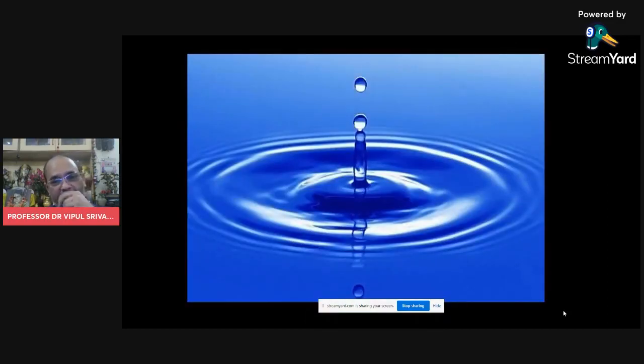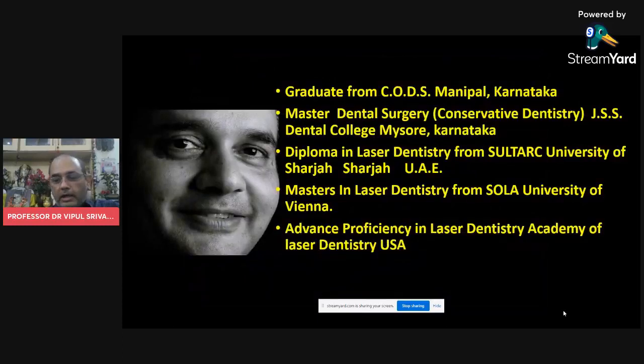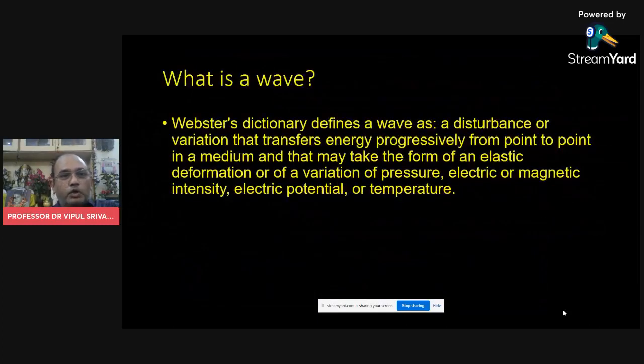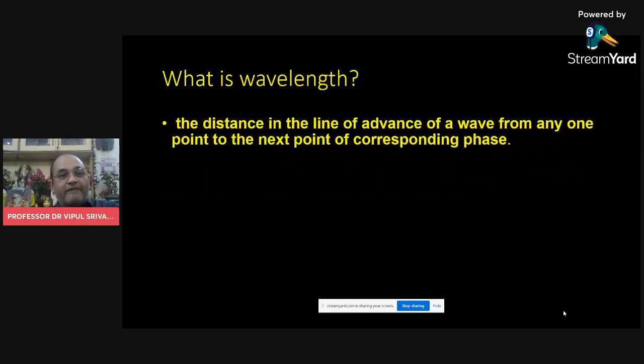So this is a wave. We all know what a wave is exactly. The picture is very clear. I'll skip this part. Webster's dictionary defines a wave as a disturbance or variation that transfers energy progressively from point to point in a medium, and that may take the form of an elastic deformation or of a variation of pressure, electric or magnetic intensity, electrical potential, or temperature. Wavelength is the distance in the line of advance of a wave from one point to the next point of corresponding phase.